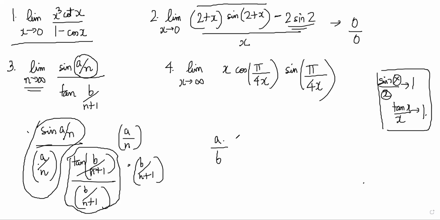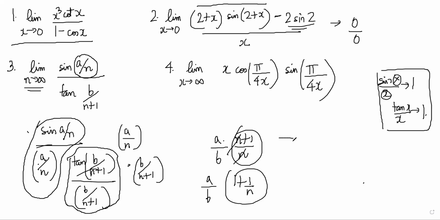A by b into n plus 1 by n, and this is tending to 1 because dividing by n, it is 1 plus 1 by n. This is tending to 1, so the answer will be simply a by b. So basically, even though the limit is tending to infinity, the angle is tending to 0, and that is what we are taking advantage of here.